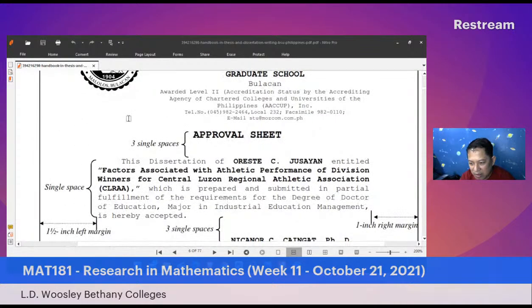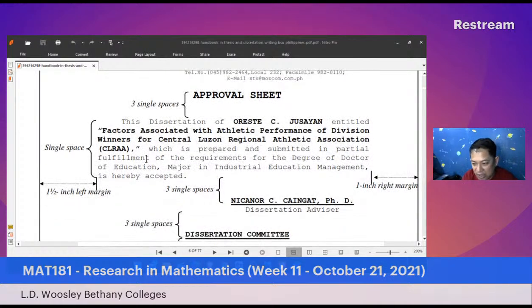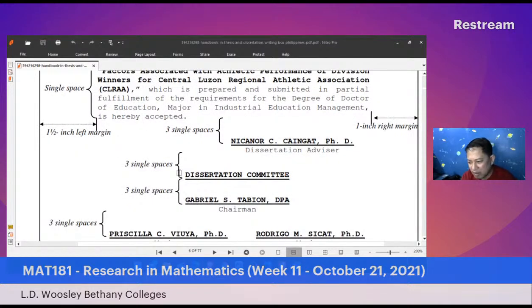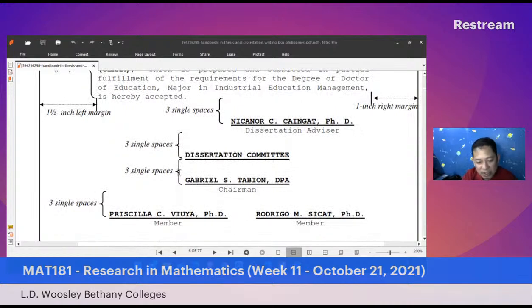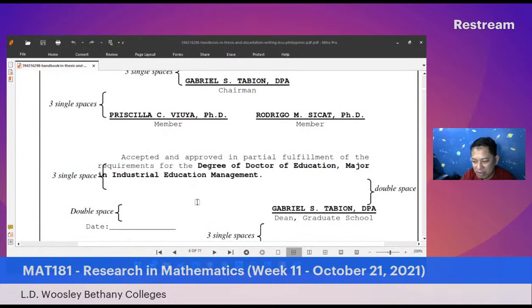This indicates that your dissertation or research or thesis, entitled so and so, is prepared and submitted in partial fulfillment. So that's the purpose. It's similar to the title page, though you have your dissertation or research advisor. That's yours truly. And formally there are dissertation committees: there are 3, 1 chairman and 2 members. You have that, but perhaps it's just a formality for us. And so 1 chairman, 2 members. And then of course for acceptance is the dean of the college or the chairman of the college.